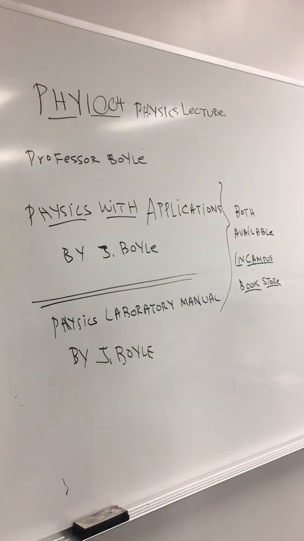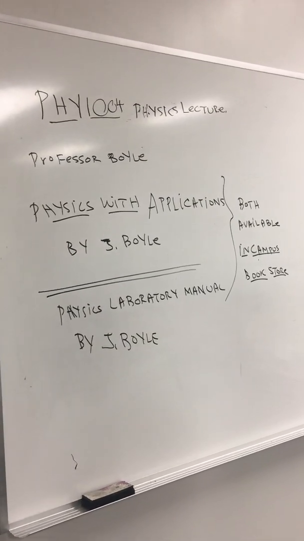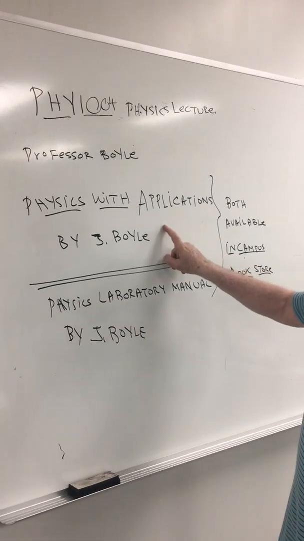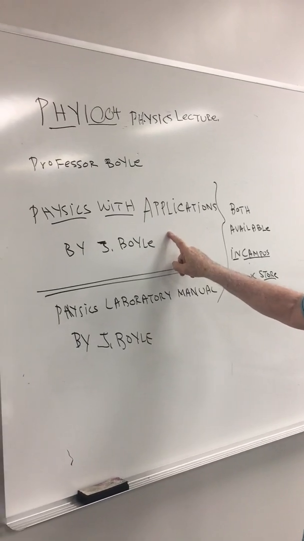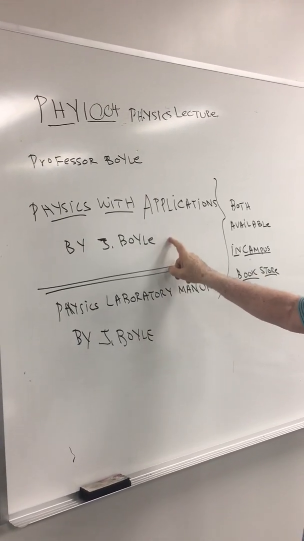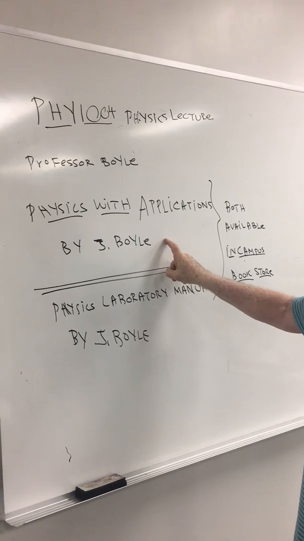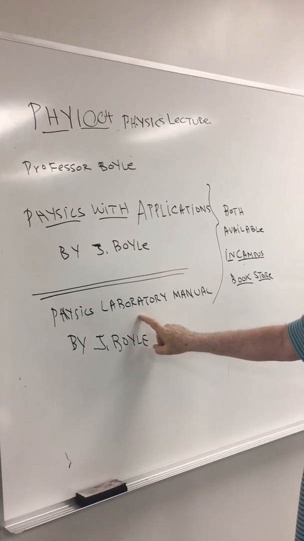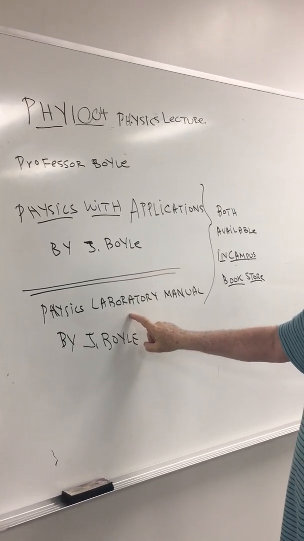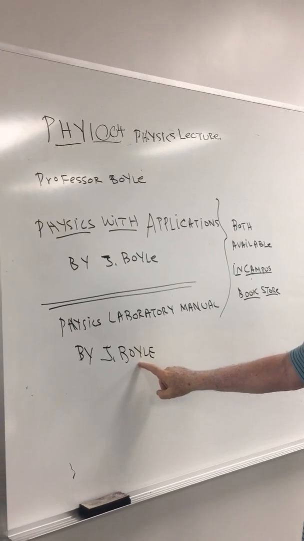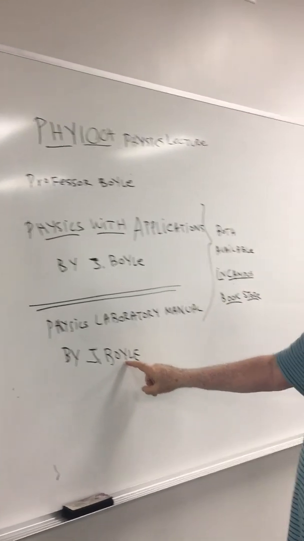The book that we need, both books are required. We'll be using the books every time we meet for a class. For the lecture class it is Physics with Applications. I wrote the book. It should be about $36 in our bookstore. The lab class is Physics Laboratory Manual. I wrote that book. It should be about $24 in the bookstore.